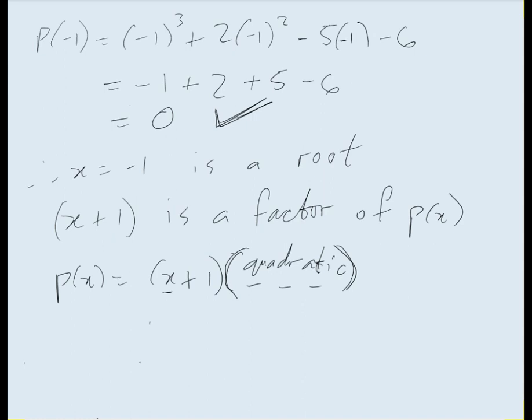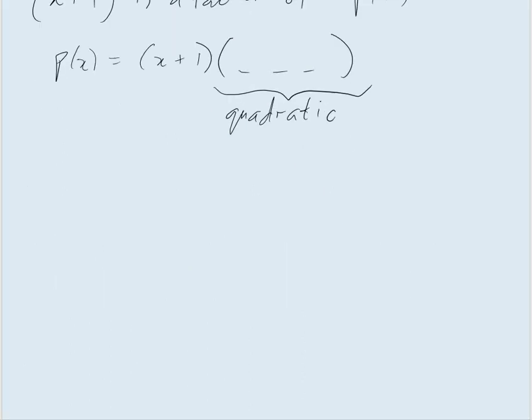So there are 3 methods we're going to look at now to find out what this quadratic is. There are 3 ways. Let me just say which 3 we're going to look at. I'm going to look at inspection, and I'm going to look at polynomial long division.